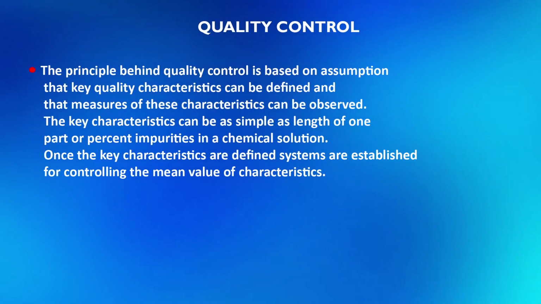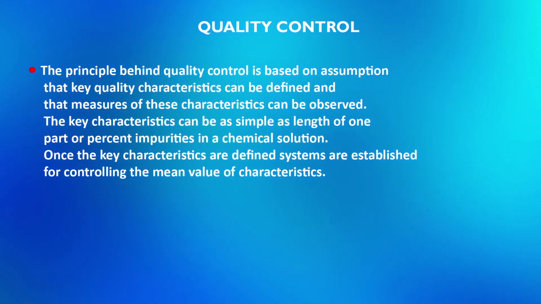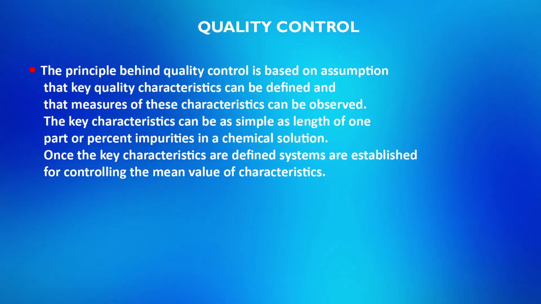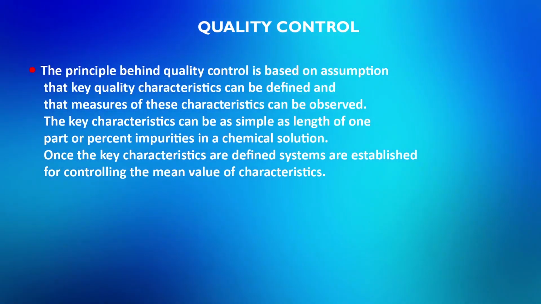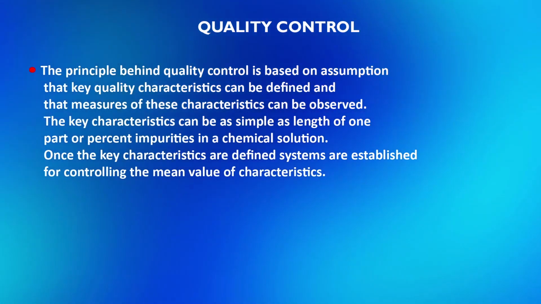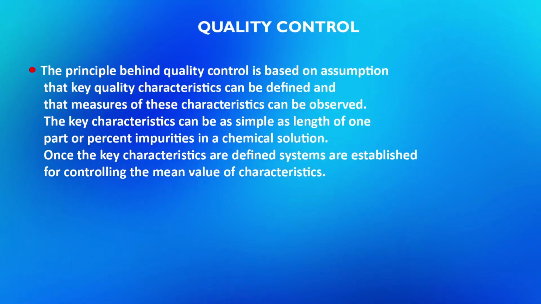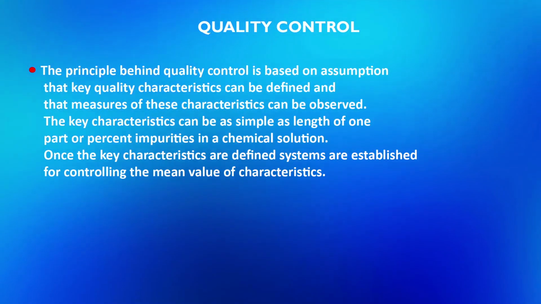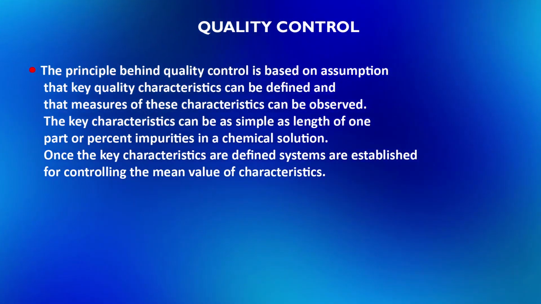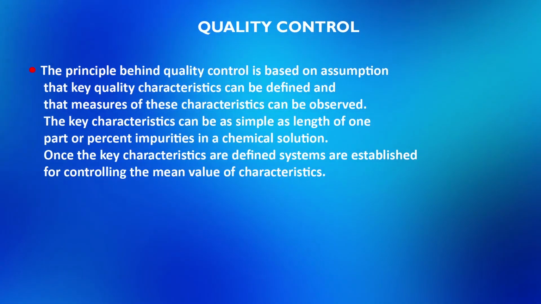Quality control. The principle behind quality control is based on the assumption that the key quality characteristics can be defined and that measures of these characteristics can be observed. The key characteristics can be as simple as the length of one part or percent impurities in a chemical solution. Once the key characteristics are defined, systems are established for controlling the mean value of the characteristics.